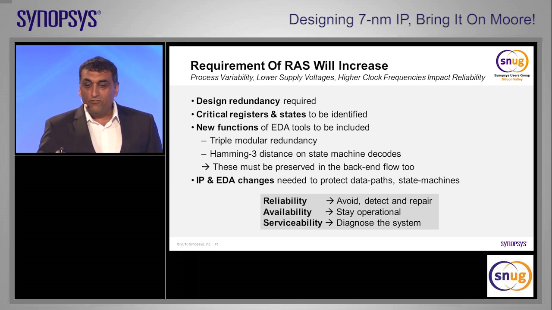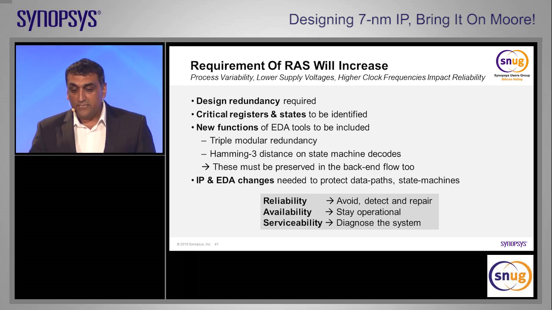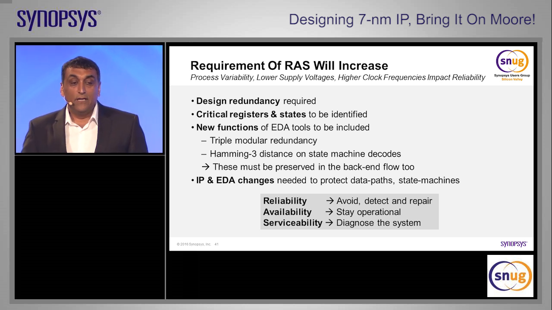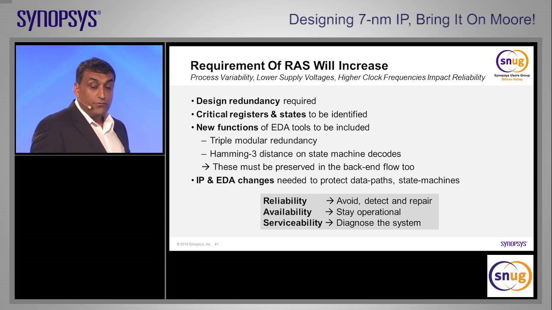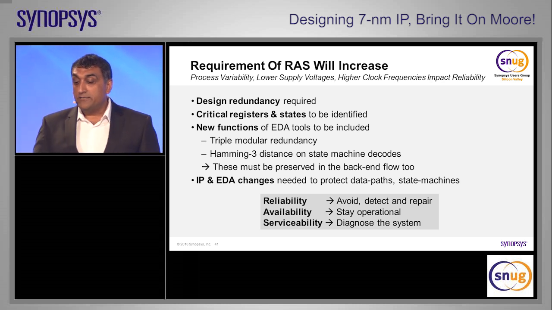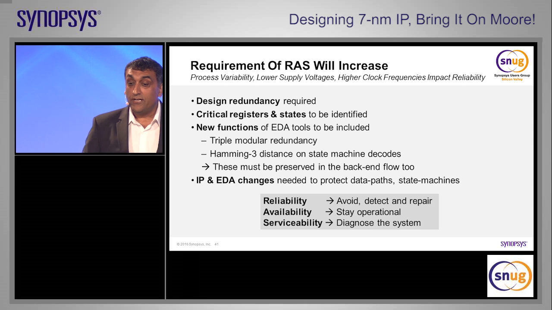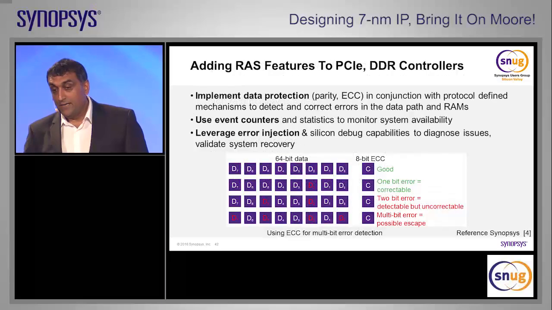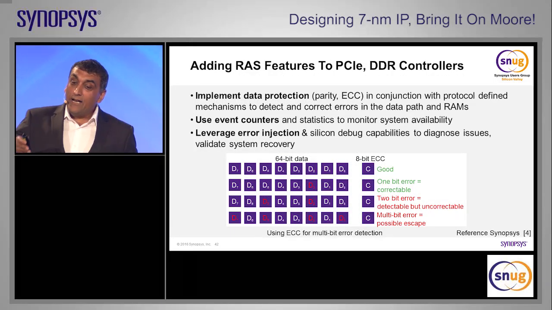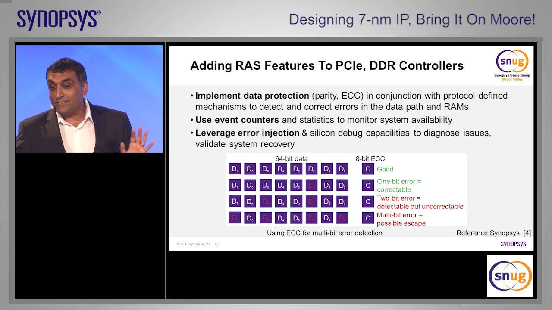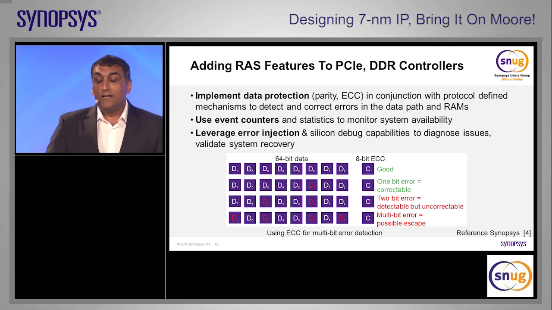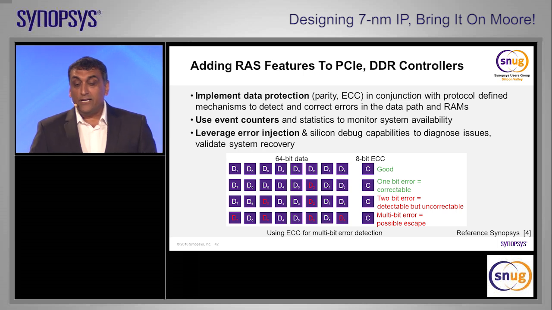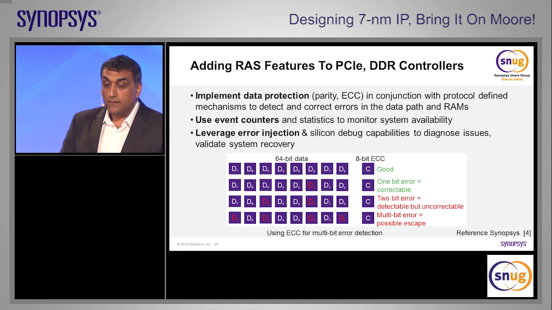So this is what I'm talking about, RAS. Reliability: avoid, detect, and repair. Availability: stay operational. Serviceability: diagnose the system should you get a fault. So I'm going to take that concept of RAS and apply it to two examples, a PCI Express controller and a DDR controller.